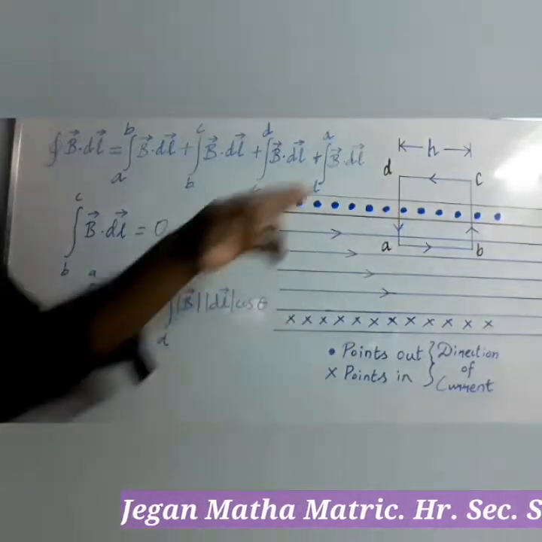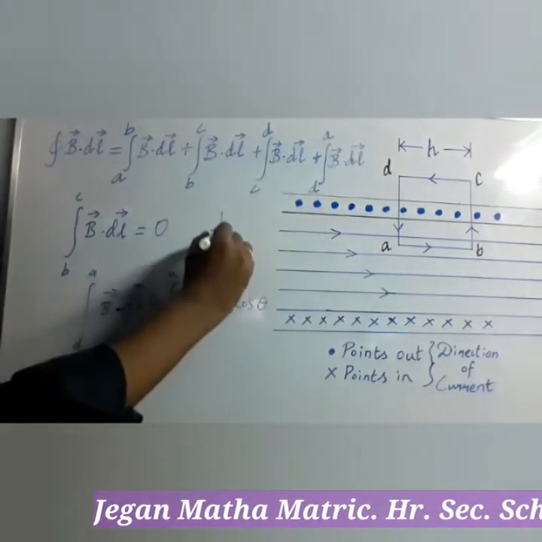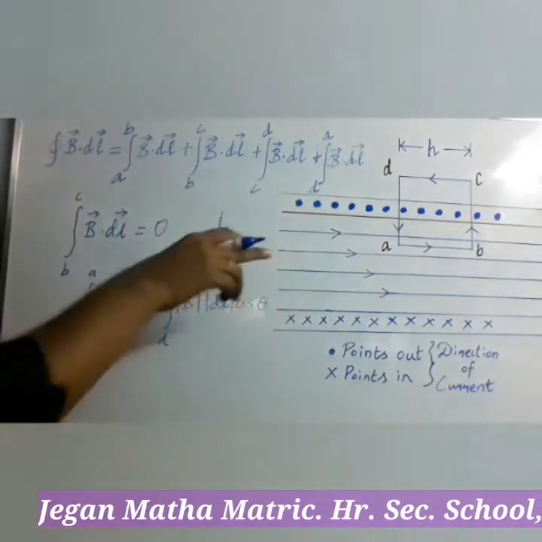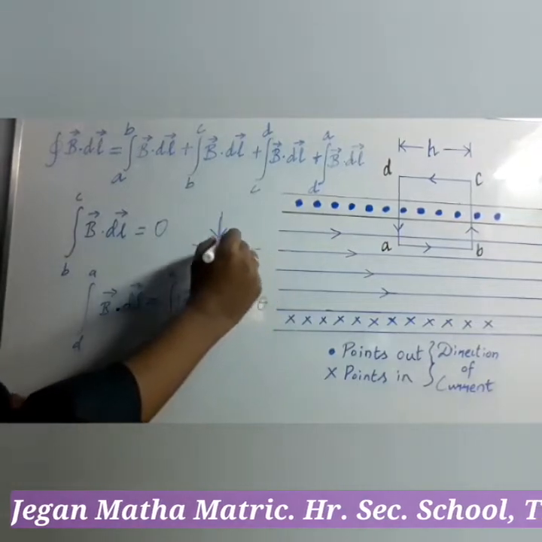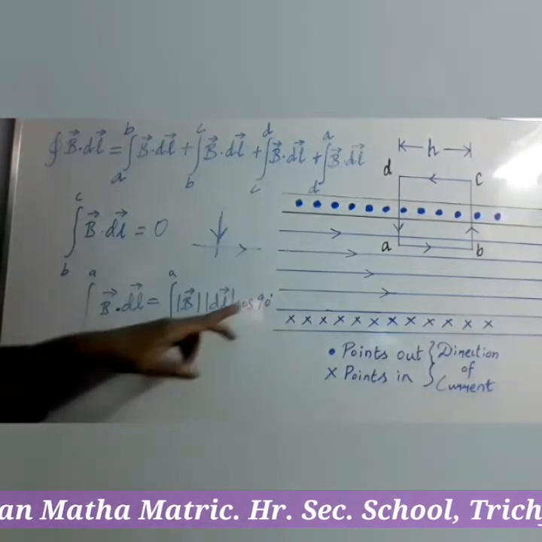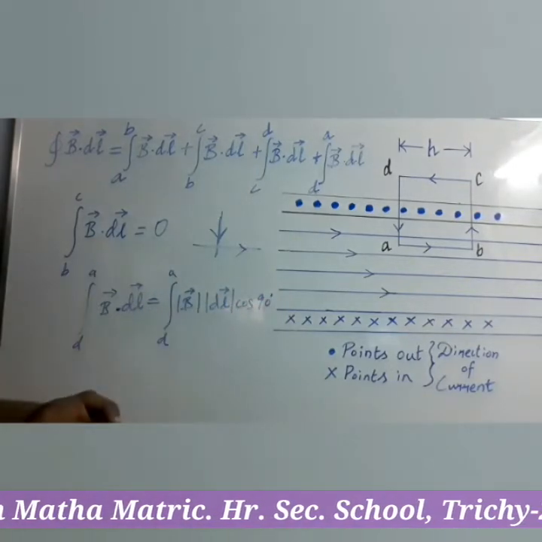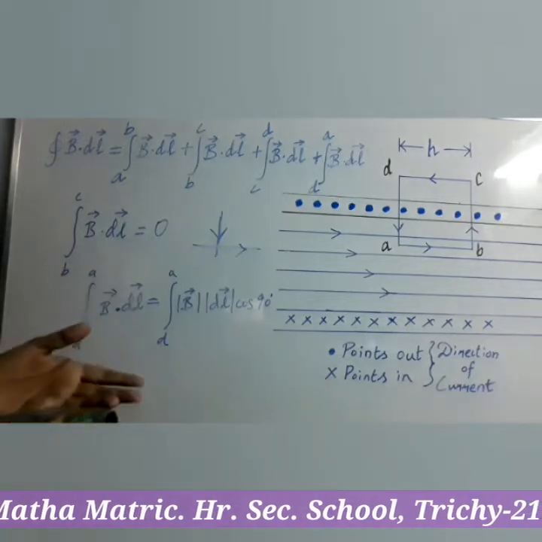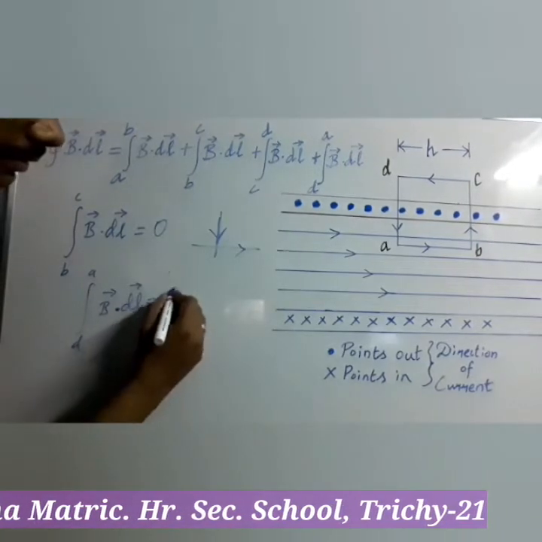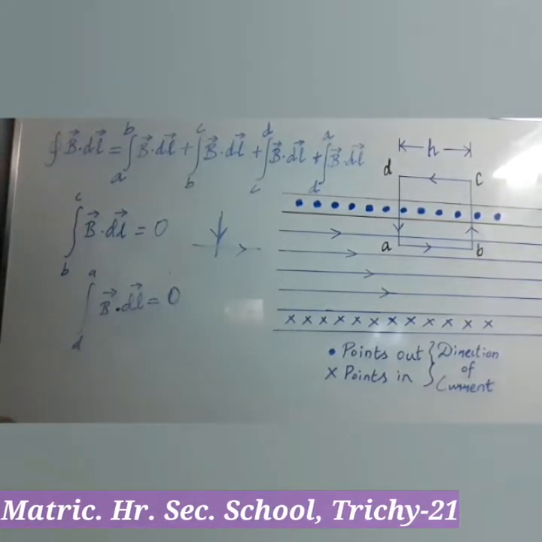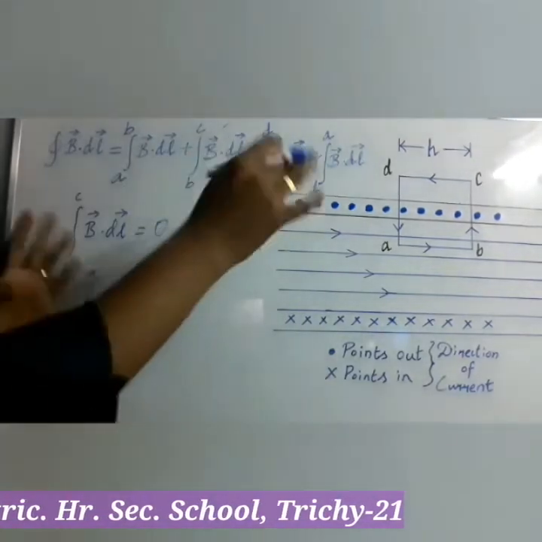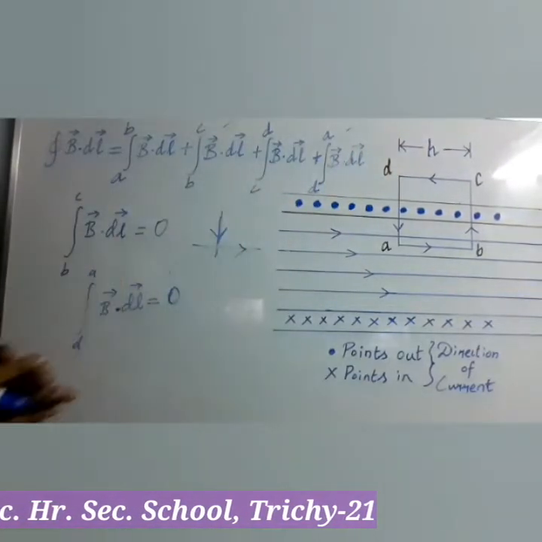D to A acts downwards, the length element acts downwards. But what about the direction of the magnetic field? It acts horizontally. Here also what is the angle? 90 degrees. In this integral also 90 degrees is used. Cos 90 is 0. So here the integral of the length element from D to A is also equal to 0. So at the right side of the equation, two parts can be eliminated because they both have the value 0.